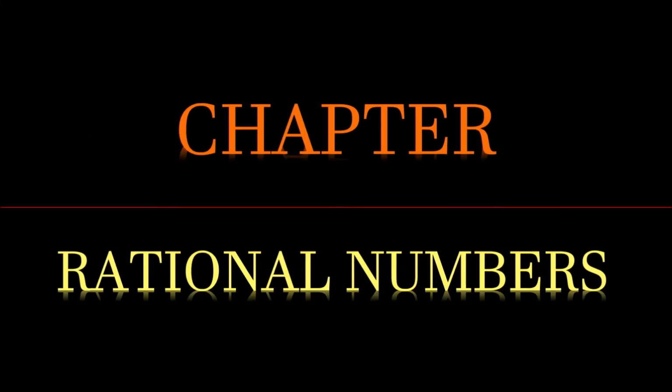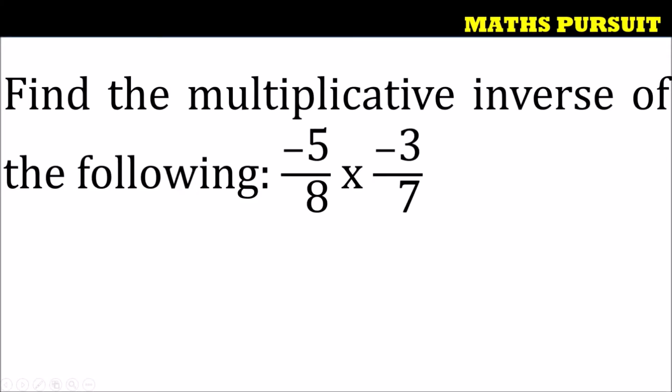Today we'll look into the chapter called Rational Numbers. The given question is: find the multiplicative inverse of the following, and the given number is -5/8 into -3/7. So let us see how we can find out the multiplicative inverse of the given number.